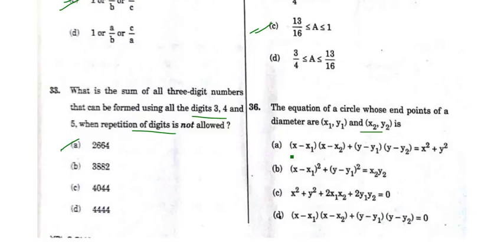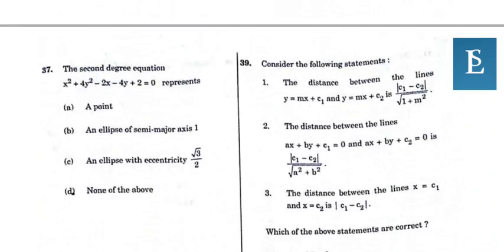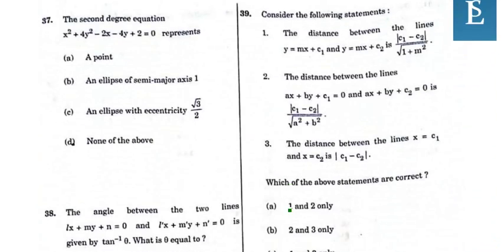So equation of circle you have to apply and you will get the result. So इसका सही आंसर क्या होगा? x minus x1, x minus x2, y minus y1, y minus y2 is equal to 0. Next question is the second degree equation. ये है दिया हुआ है. So what is the reference?